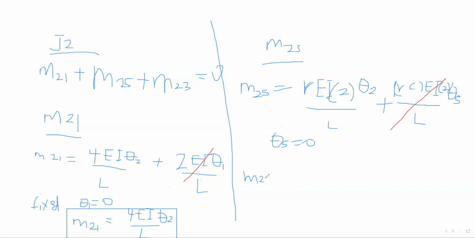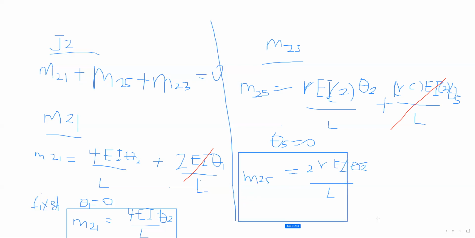So we now have M25 equal to R EI theta 2, all over the length. You could see the length is L, but sometimes it could be 2L, so you have to take notice of it. This is what we are having right now, and you can put something around it.